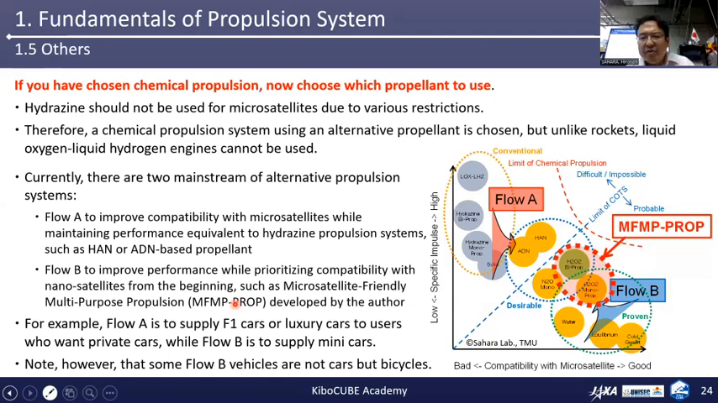There are two major mainstreams shown as flow A and flow B respectively in this figure. Flow A is a propellant that maintains the equivalent specific impulse as hydrazine while improving ease of use, while flow B improves on the initial good compatibility with microsatellites. In other words, flow A is intended to supply F1 cars and luxury cars, while flow B is intended to supply mini cars. However, flow B is not a car at present, but a bicycle.